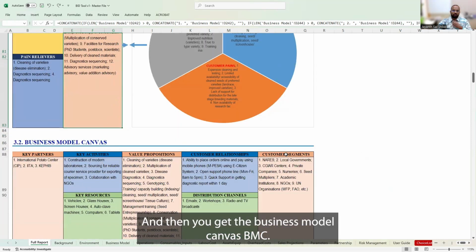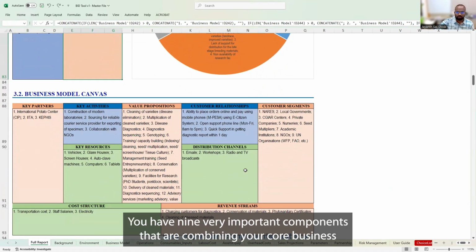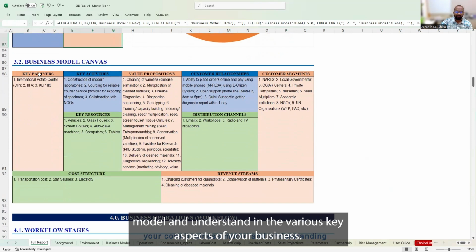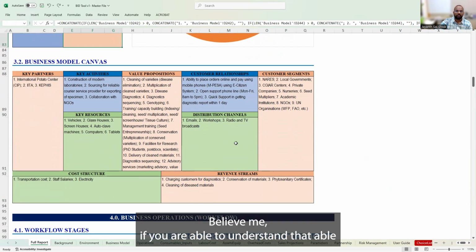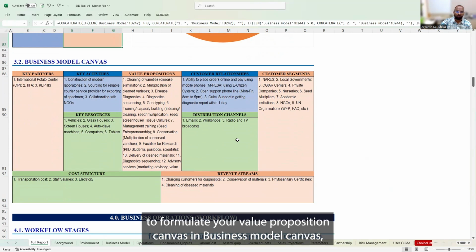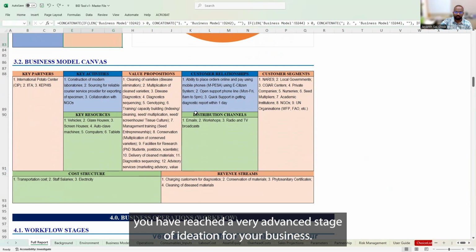Then you get the business model canvas, BMC. You have 9 very important components that are determining your core business model and understanding various key aspects of your business. Believe me, if you are able to formulate your value proposition canvas and business model canvas, you have reached a very advanced stage of ideation for your business.